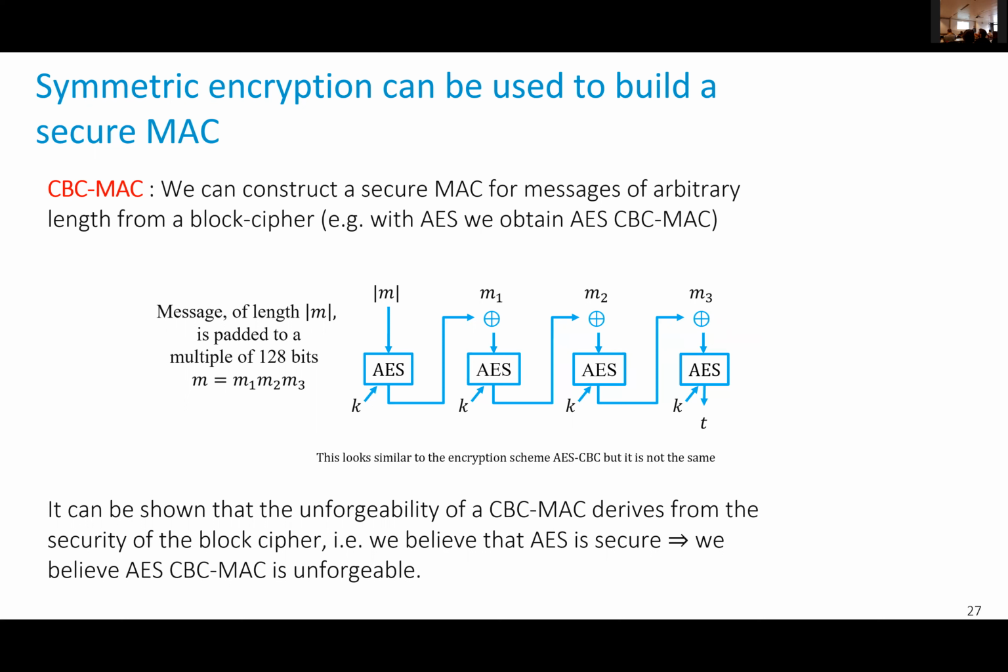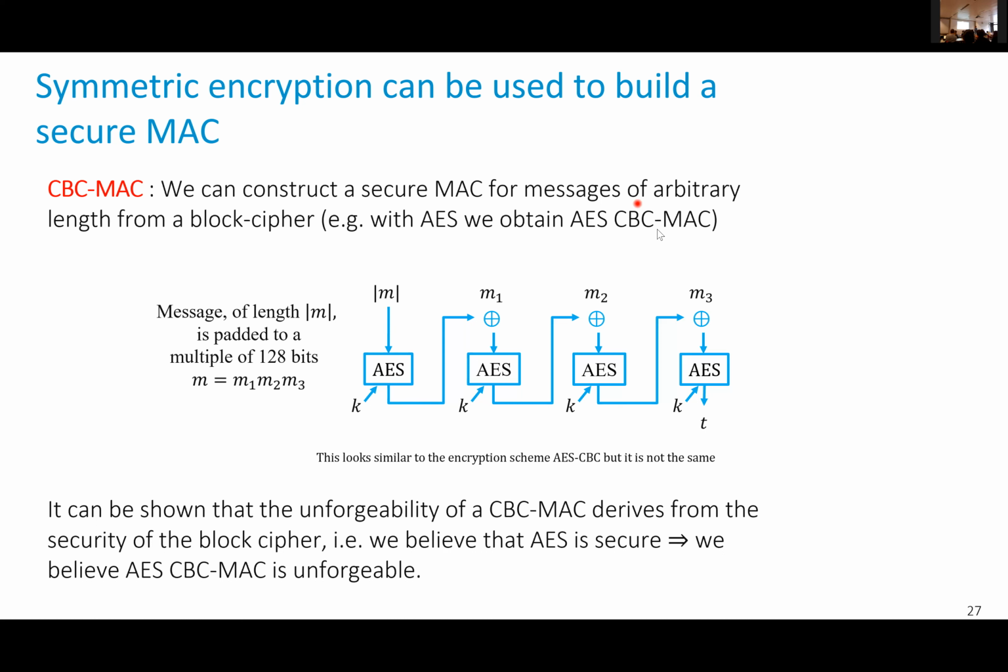A very frequently used tag system, or a MAC, also reuses our friend AES that we've seen a minute ago, which is called CBC-MAC. So it's not CBC AES, but it's the same idea. It's chaining. The way it works is we use the AES encryption system. Remember, AES takes blocks of 128 bits and a key, and then transforms it into a cipher block here.